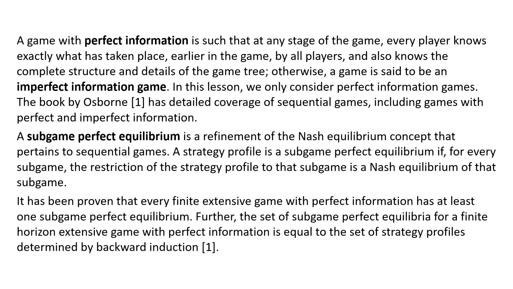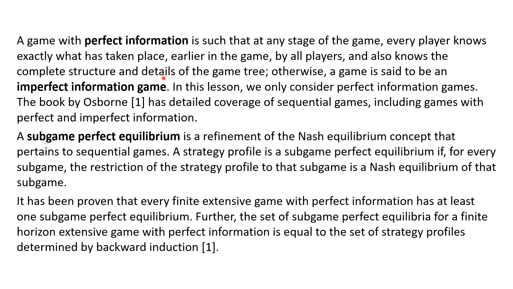I have some more definitions here. A game with perfect information is such that at any stage of the game, every player knows exactly what has taken place earlier in the game by all players. It also knows the complete structure and details of the game tree. Otherwise, a game is said to be an imperfect information game.